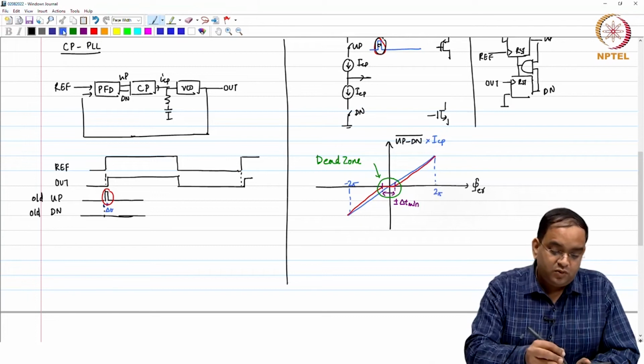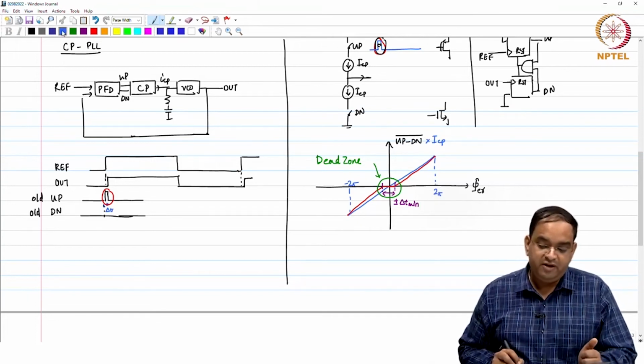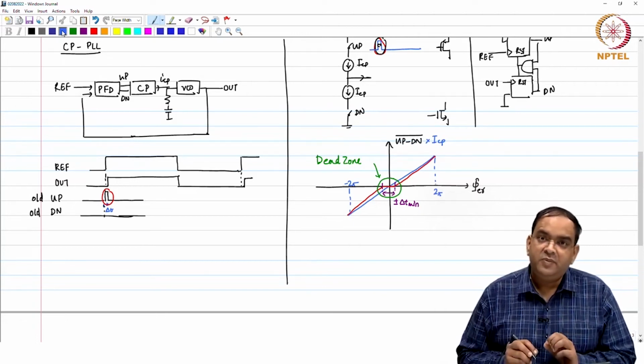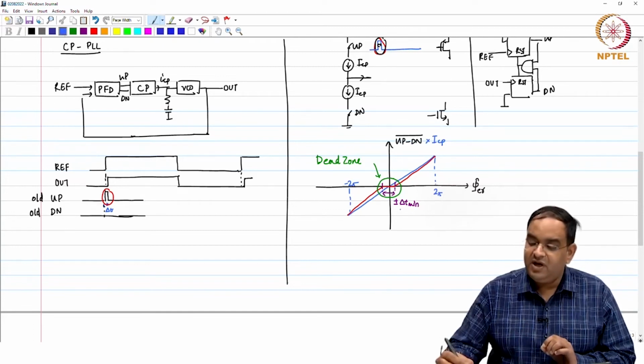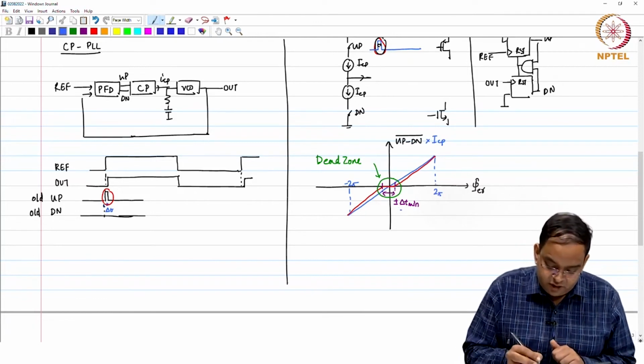What we do in the improved PFD, with the removal of the dead zone, is we make our pulse stay on for at least T min time, which is required to turn on our switches. So, just look at this.